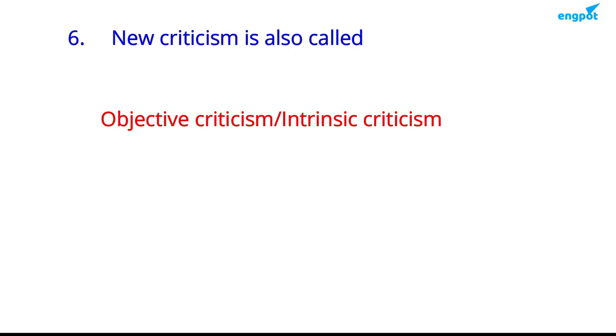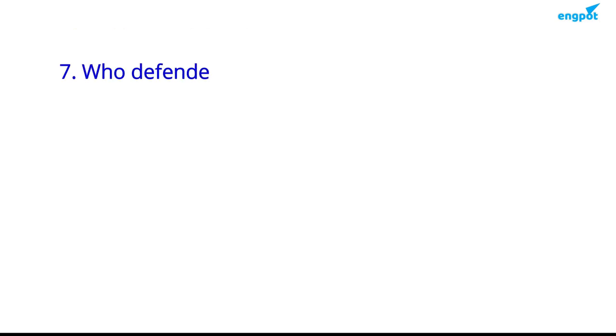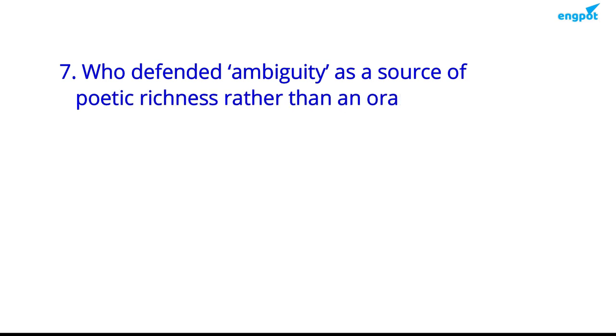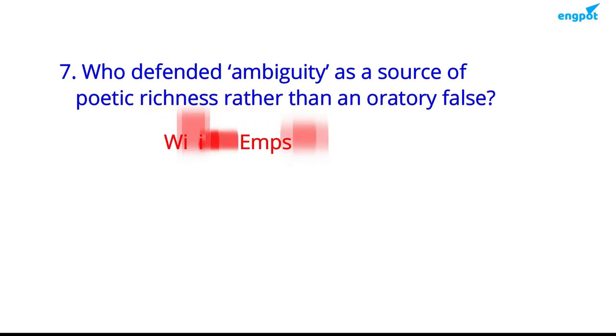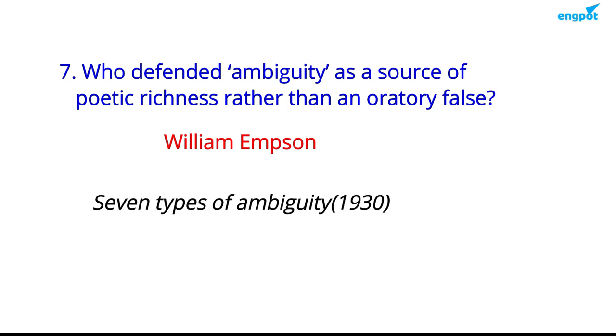external sources. Who defended ambiguity as a source of poetic richness rather than as a fault? William Empson, in his work Seven Types of Ambiguity, published in the year 1930. And William Empson is one of the new critics.